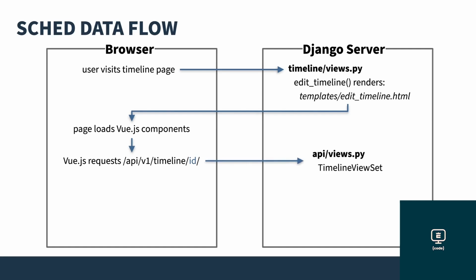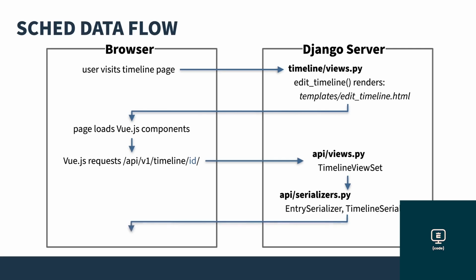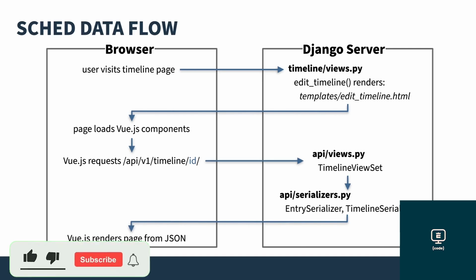That REST call goes to the API on the Django server and hits the timeline view set. The timeline view set serializes the timeline, which then serializes nested entries, and those are returned back to the browser application as JSON. That JSON is then used by Vue.js and its internal templating mechanism to present the actual page.